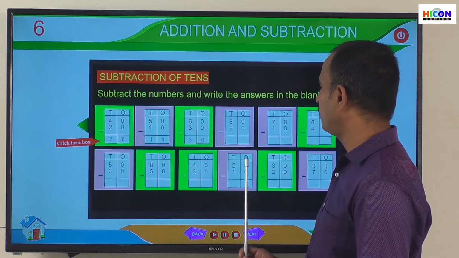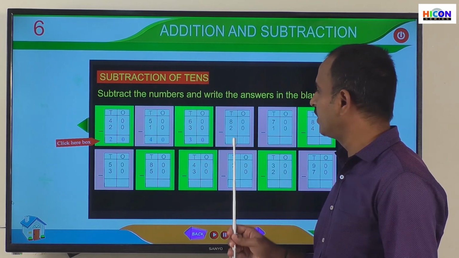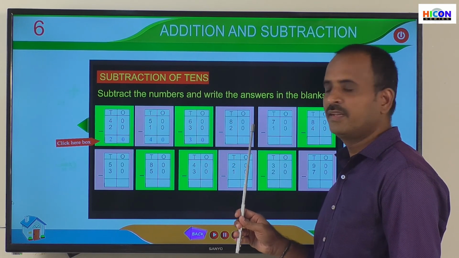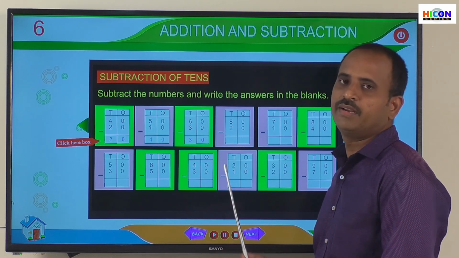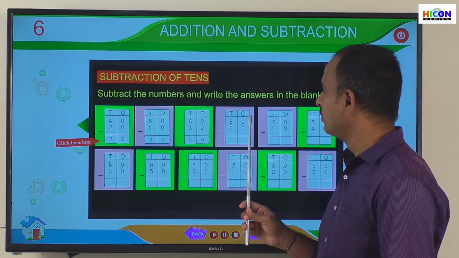So now go to the next problem. So here also 2 tens are given. What is the first one? 80. And what is the next one? 20. Now we have to subtract 20 from 80. So let us start subtraction from ones place.